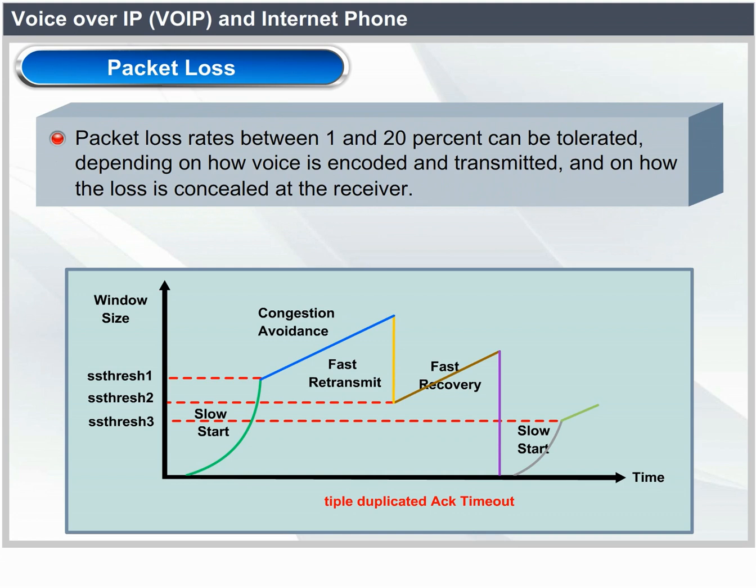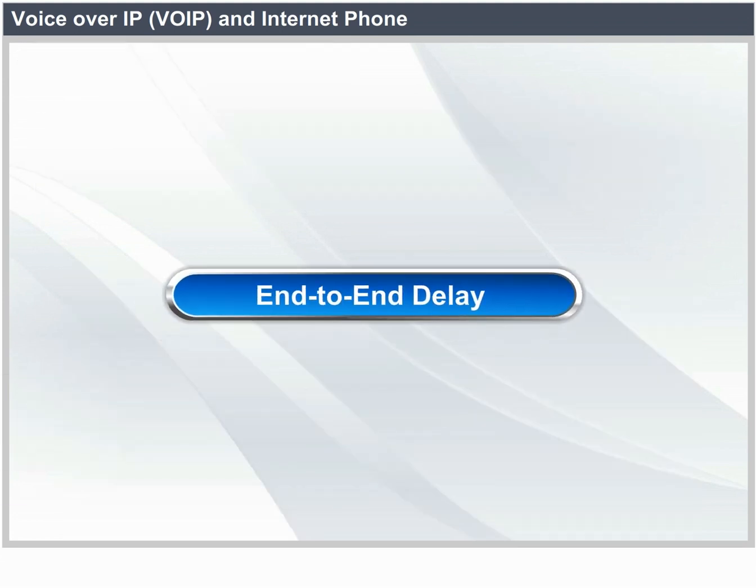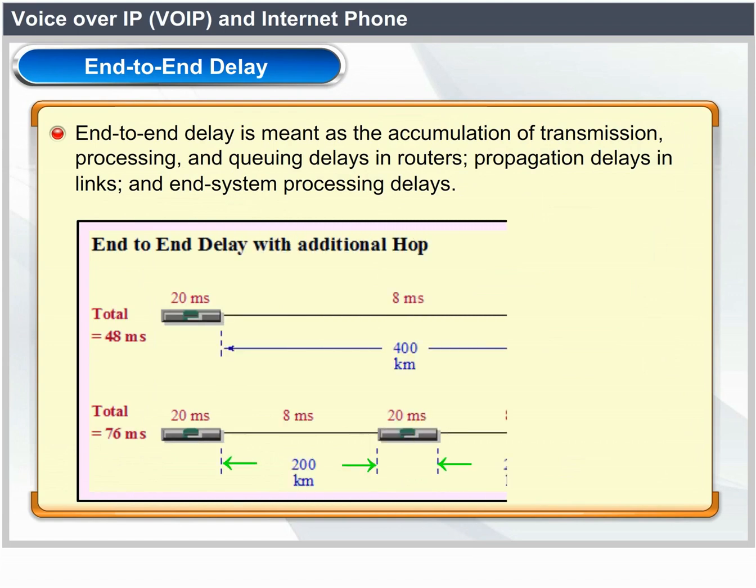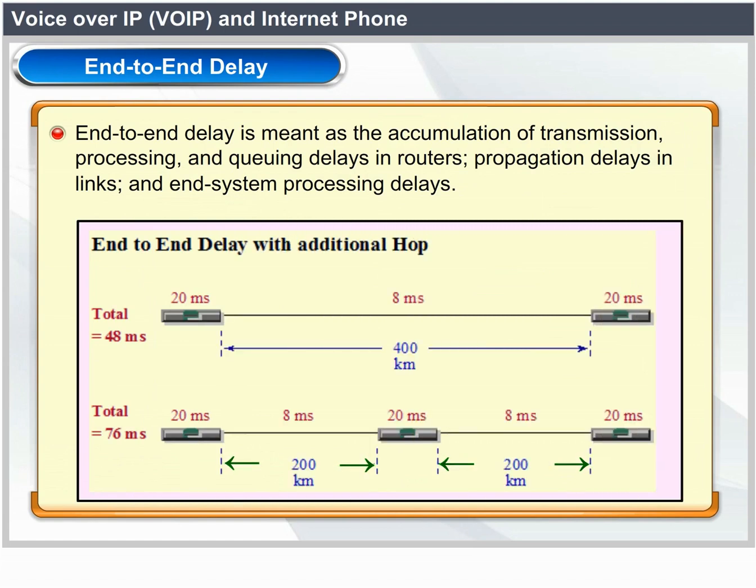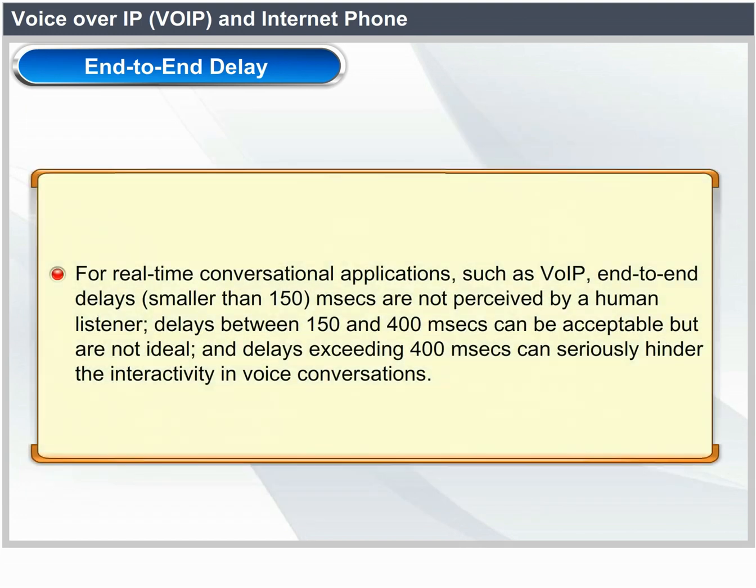End-to-end delay. End-to-end delay is the accumulation of transmission, processing and queuing delays in routers, propagation delays in links, and end system processing delays. For real-time conversational applications such as VoIP, end-to-end delays smaller than 150 milliseconds are not perceived by a human listener. Delays between 150 and 400 milliseconds can be acceptable but are not ideal, and delays exceeding 400 milliseconds can seriously hinder the interactivity in voice conversations.